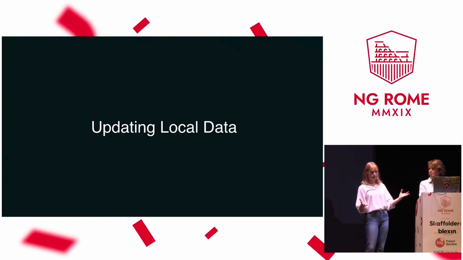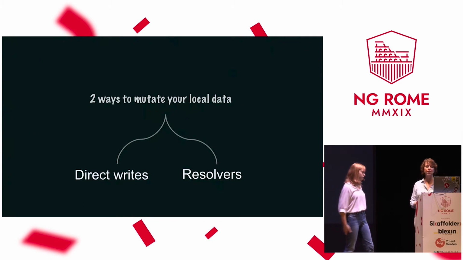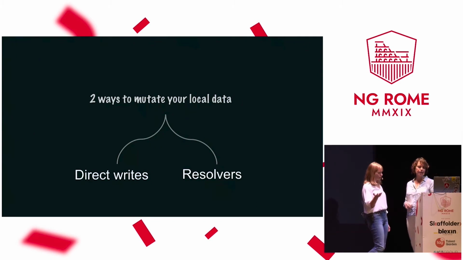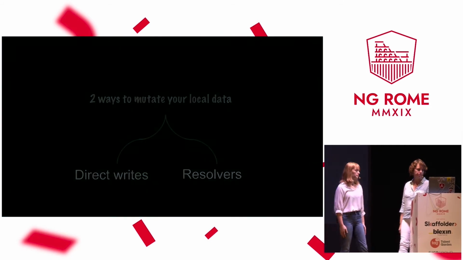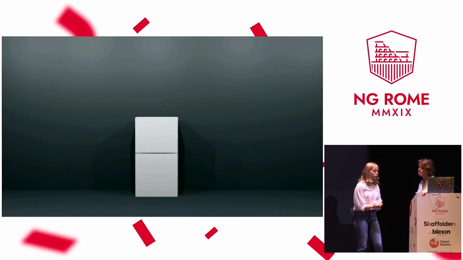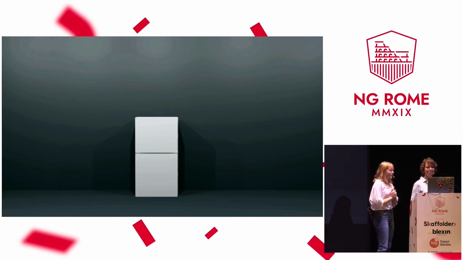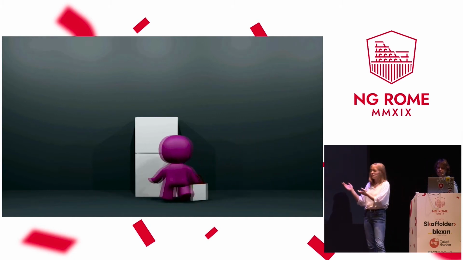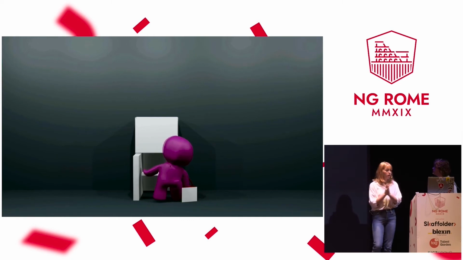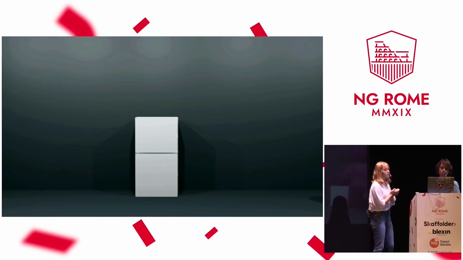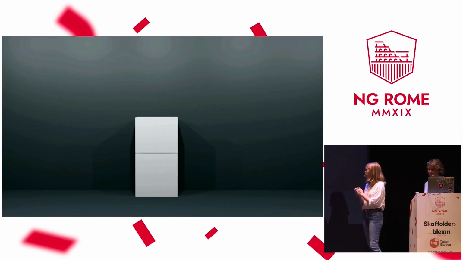Okay, updating local data. There are two ways to mutate your local data: direct writes and resolvers. So direct writes. Remember our store example. If your database is a grocery store, then your local data would be the refrigerator. With a direct write, you just stick something straight in the fridge as is. With a resolver, you're going to modify the data in some way, like a recipe, before you put it in the fridge. Your chef could even make another trip to the grocery store if needed.